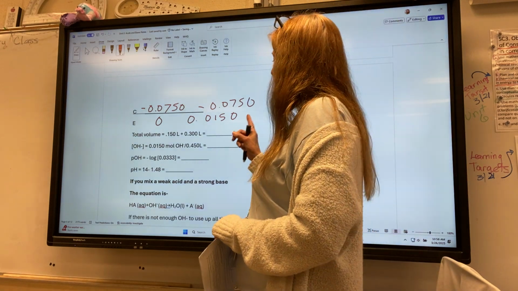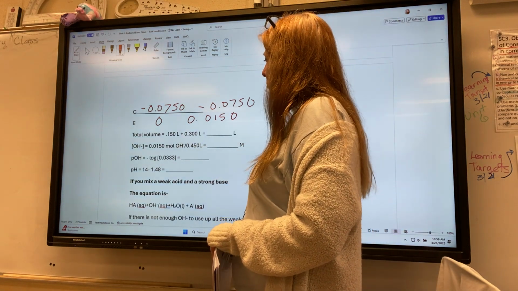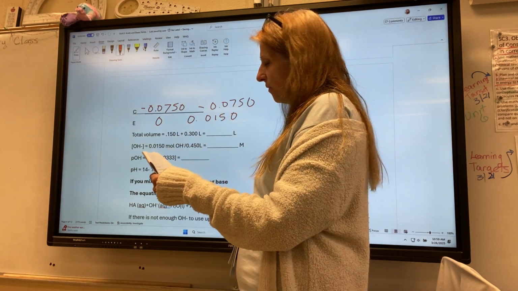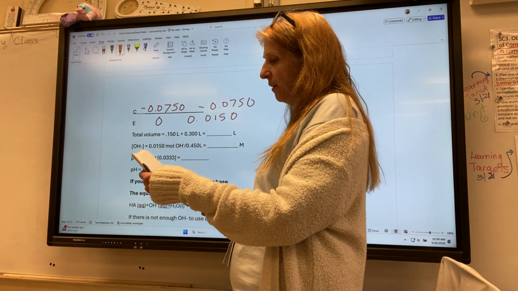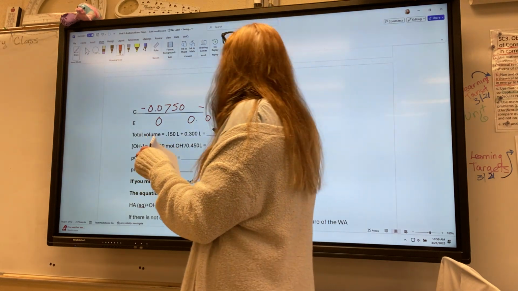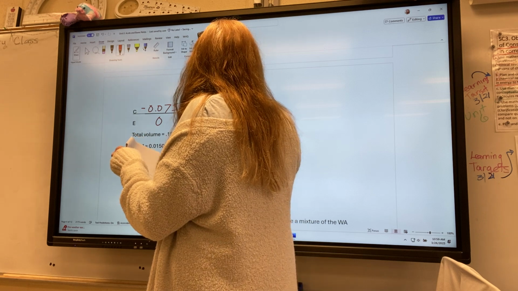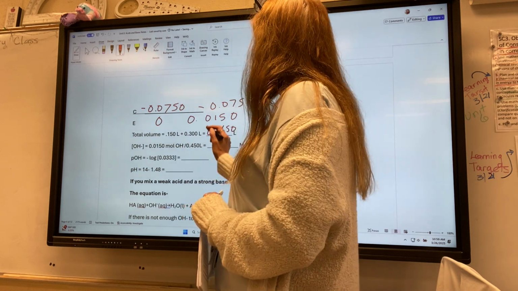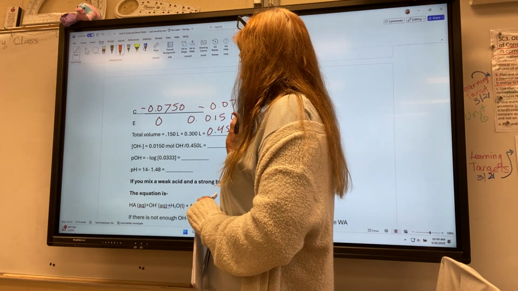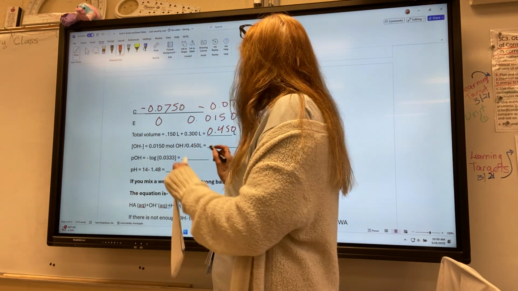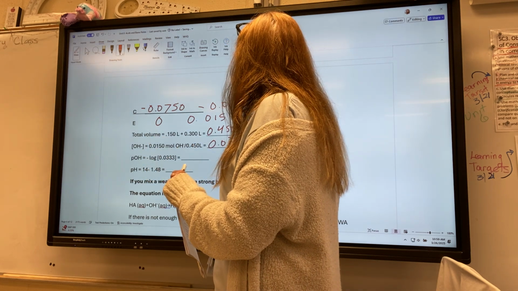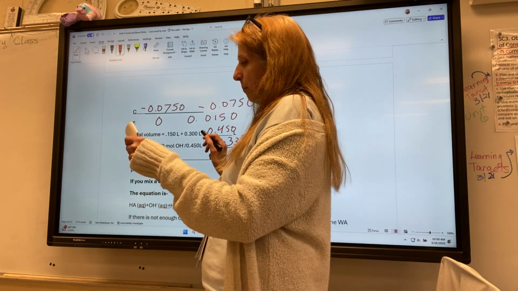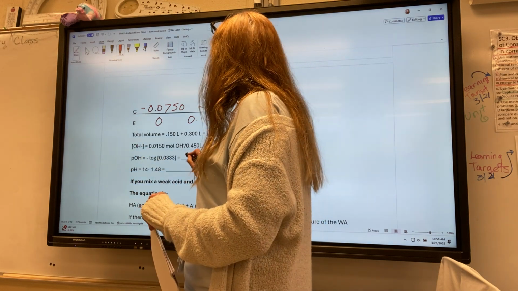Okay, so now we've got these, and we need to find our total volume. So it's 0.5, our total for where we started with, because to get our concentration, you have to have volume. So we add up our two volumes, and it's 0.450. Then we can get our concentration of hydroxide. So it's this much hydroxide that got left over that's floating in our beaker, divided by the total volume, and it's 0.0333.